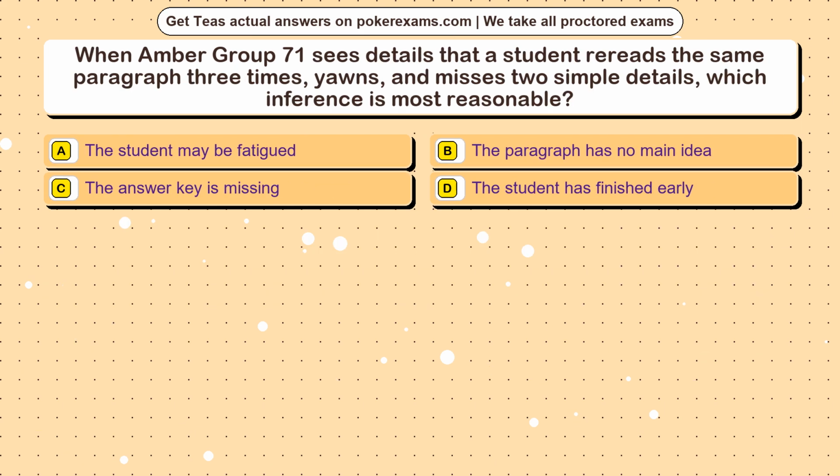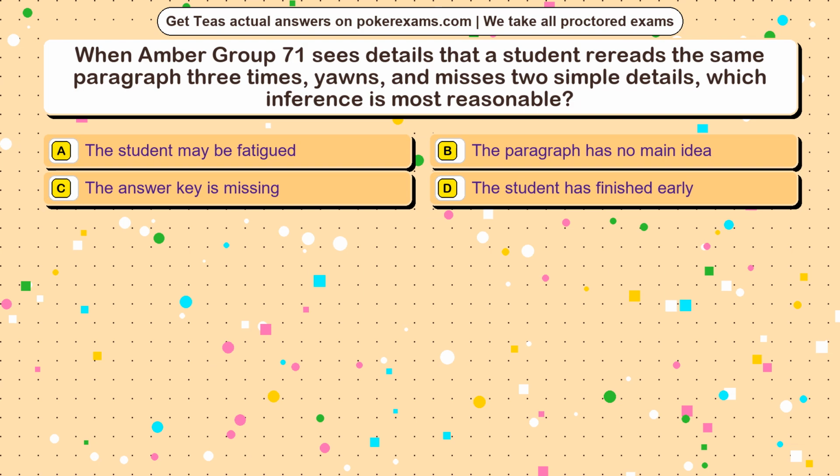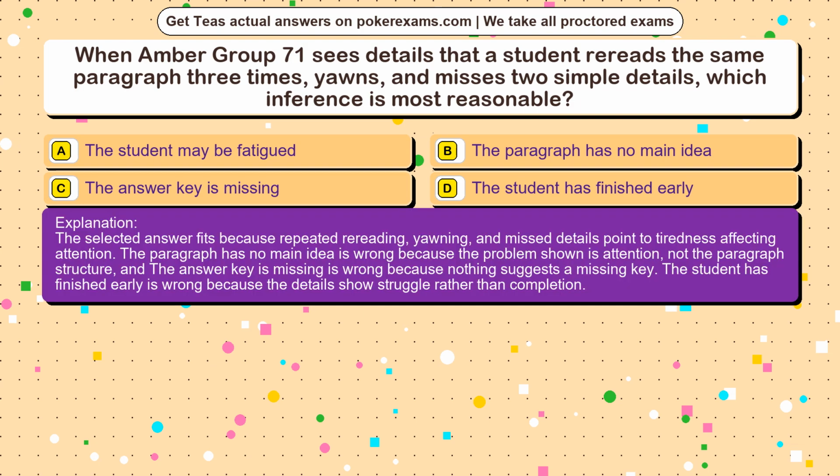Question 2. When Amber Group 71 sees details that a student rereads the same paragraph 3 times, yawns, and misses 2 simple details, which inference is most reasonable? Option A. The student may be fatigued. Option B. The paragraph has no main idea. Option C. The answer key is missing. Option D. The student has finished early. The correct answer is option. The selected answer fits because repeated rereading, yawning, and missed details point to tiredness affecting attention.